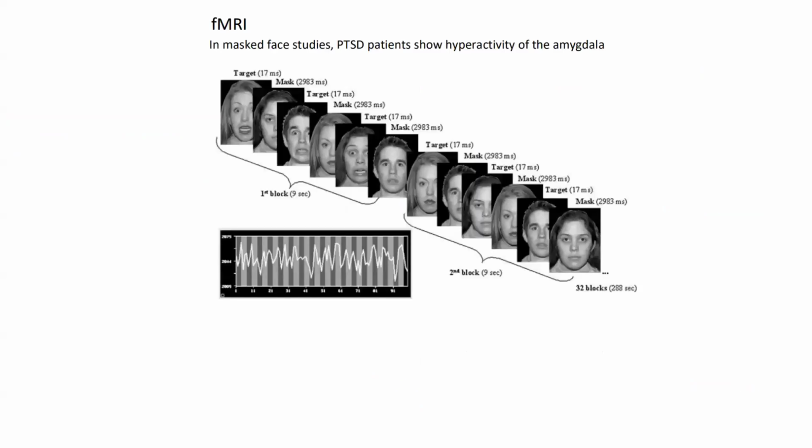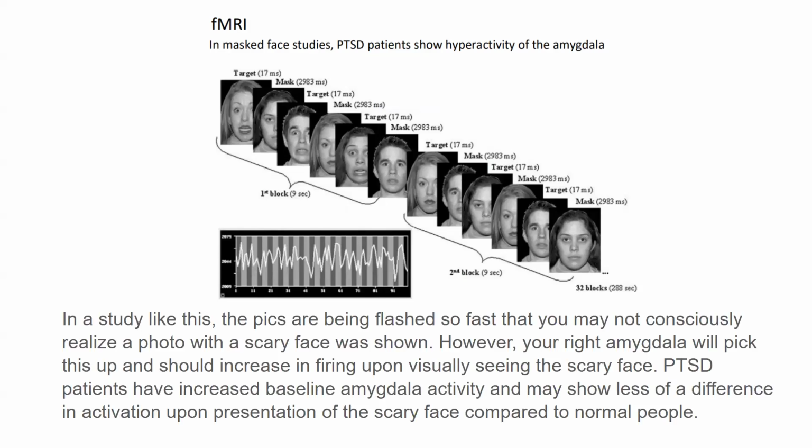The first study I'm going to talk about is this fMRI study. They did a mask-based study in PTSD patients and normal control patients. Here's how it works. On a screen, they're shown a neutral face with no emotion. Then for a very brief moment, a scary face pops up and then goes back to the neutral face. It's so brief that consciously you don't realize the scary face was shown, but your right amygdala picks it up and increases in activity when that scary face is shown, because your amygdala is what allows you to react to scary faces or changes in facial expression.